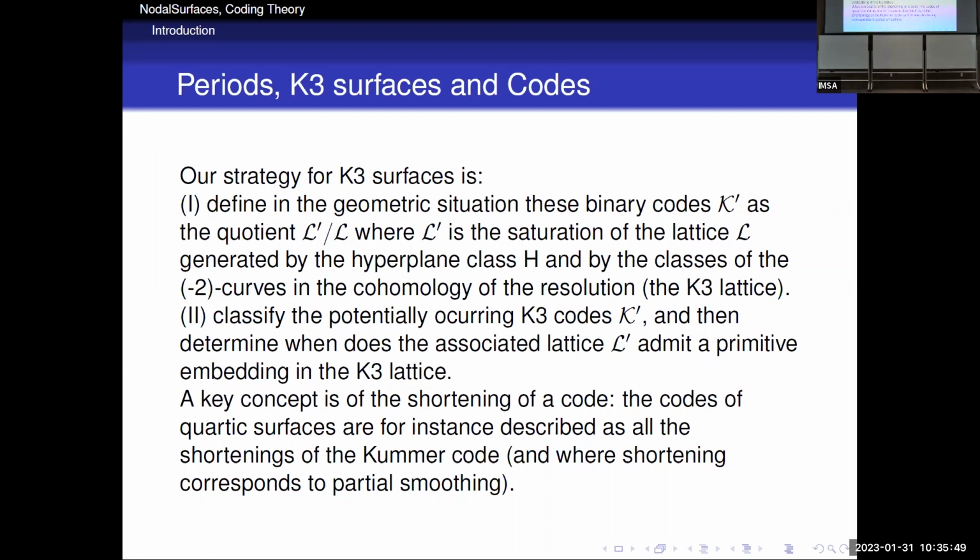So the strategy is the following. We define these binary codes as the quotients L prime divided by L, where L prime is the saturation of a certain lattice generated. So let me, I don't like anymore the way it's presented. So let me go to the board.